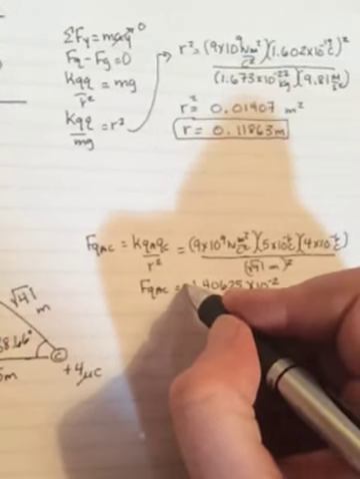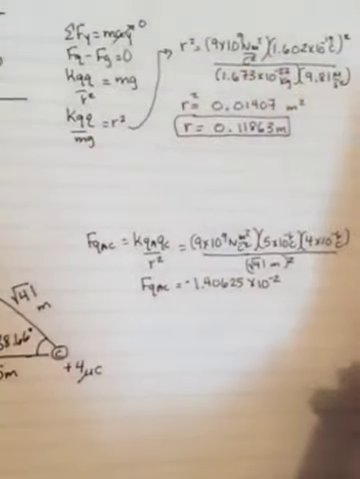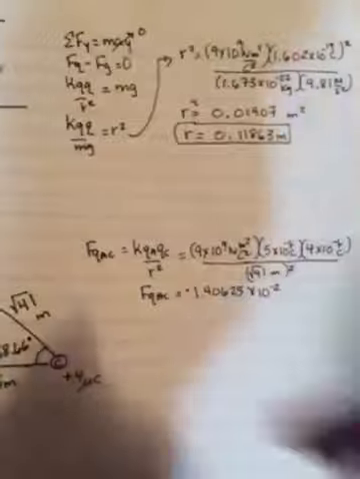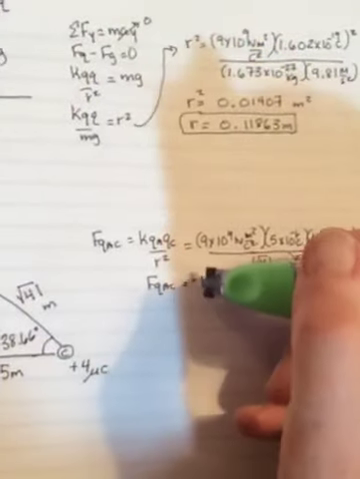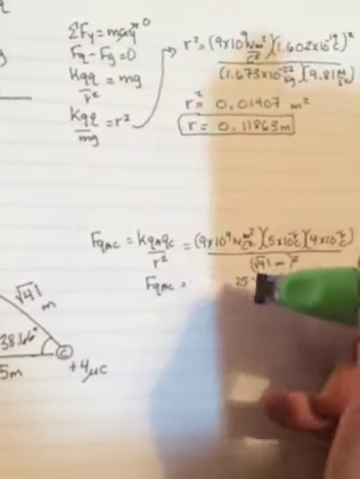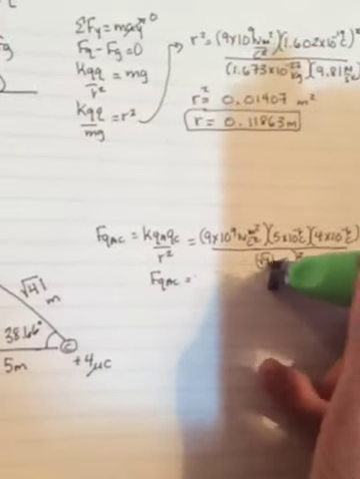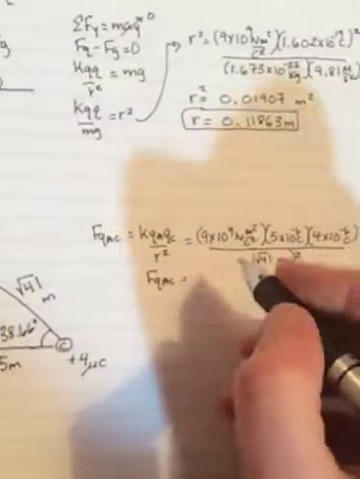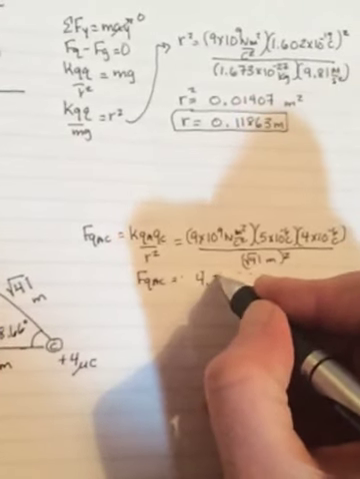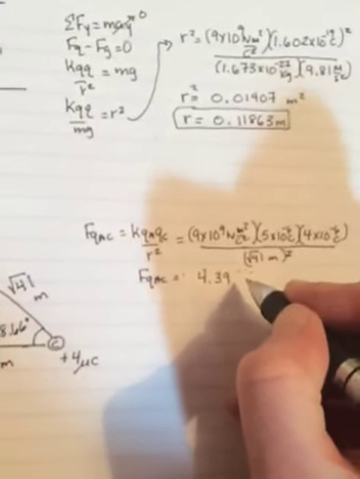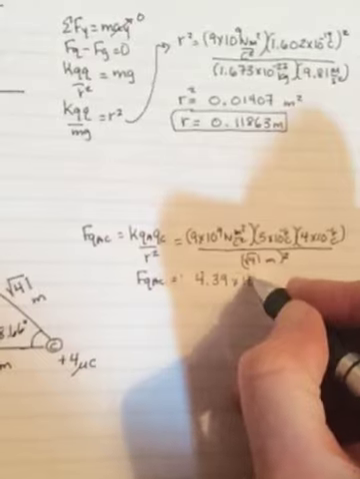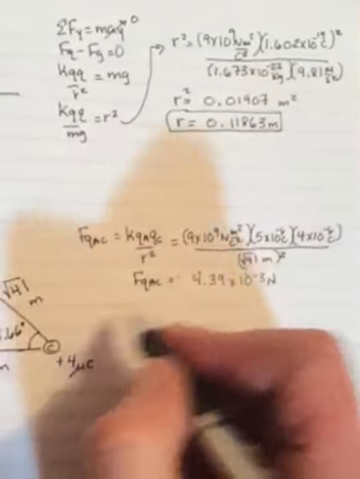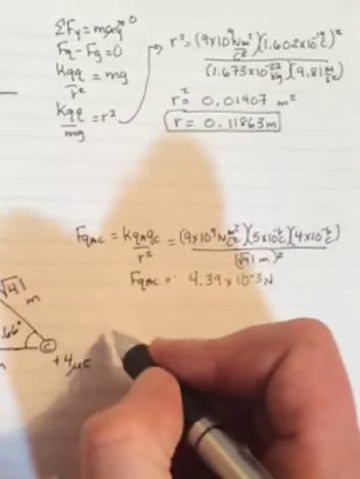Oh, I did the wrong one. I just punched in B, not C. C is going to be not that. I did the right numbers, I just looked at my wrong answer. AC is going to be 4.39 times 10 to the negative 3 newtons. That's better, not negative.